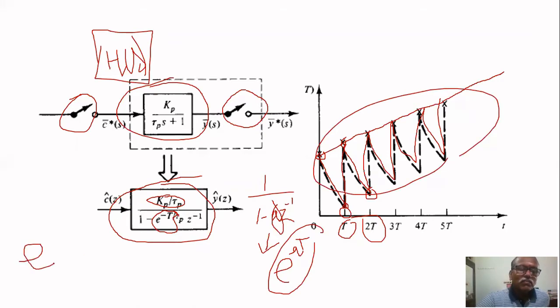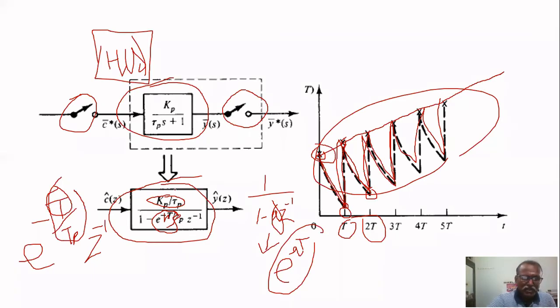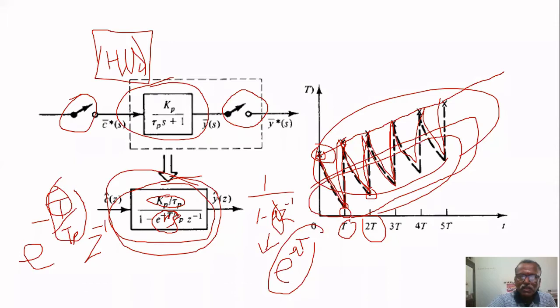How is it not constant? e power minus t by Tp. Tp is constant, z power minus 1 is the term here. So this t is not constant. I can tell it the other way. This is a discrete system. It won't say what is happening inside. It will give the values at the sampling instances. If you join all these values, it is a ramp. Yes, it is e power minus at.